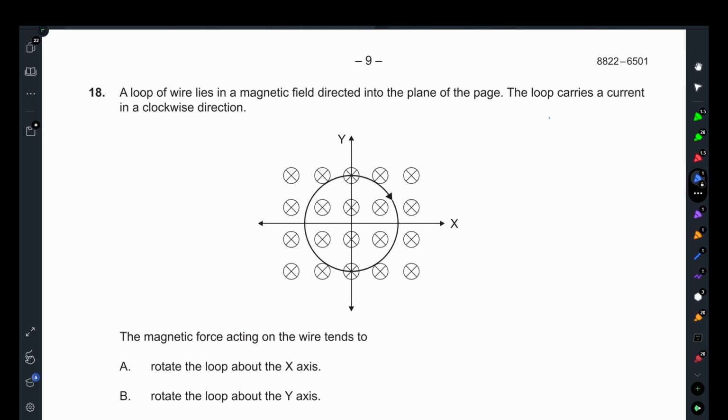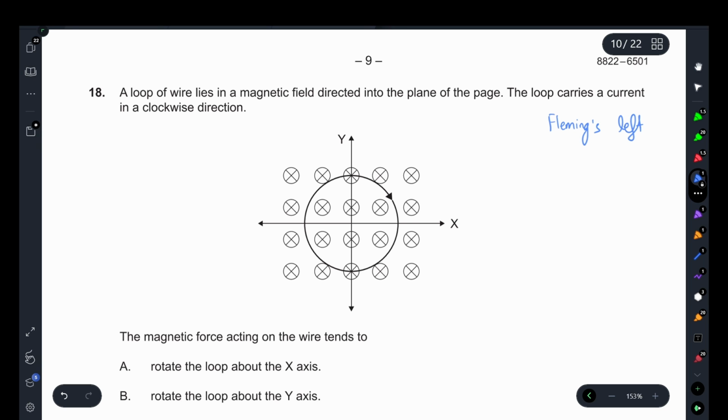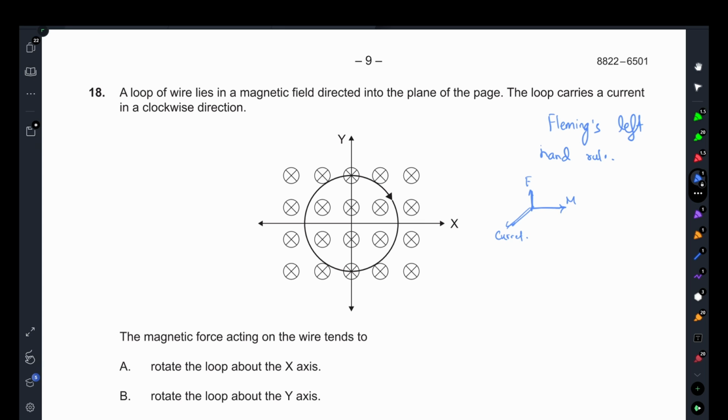Question number 18. This requires knowledge of Fleming's hand rules. Here, Fleming's left hand rule. So when you have the left hand rule, you have three fingers: your thumb, which gives you your force, your index finger, which gives you your magnetic field, and your middle finger, which gives you the current. So when you align these three according to the diagram, you see that current is going this way and magnetic field is going into the paper. This means that force is moving outwards like this here.